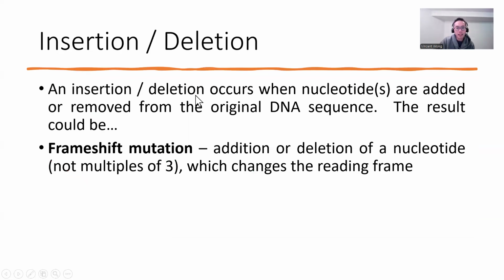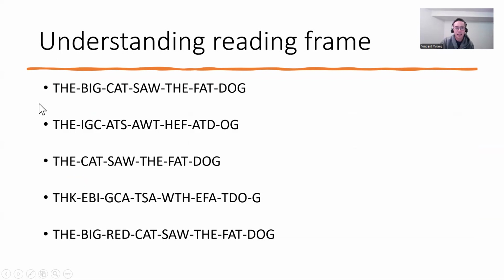Okay, so insertion and deletion, right? If you are inserting extra or deleting nucleotides that are not a multiple of 3, then it's going to lead to a frameshift mutation. Let's try to understand what frameshift mutation is by looking at this example here. All right, so let's suppose we can only read 3 letters at a time. So you can read the sentence here. It says the big cat saw the fat dog, right?